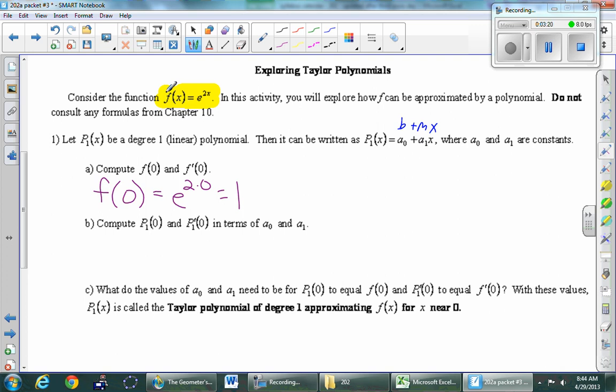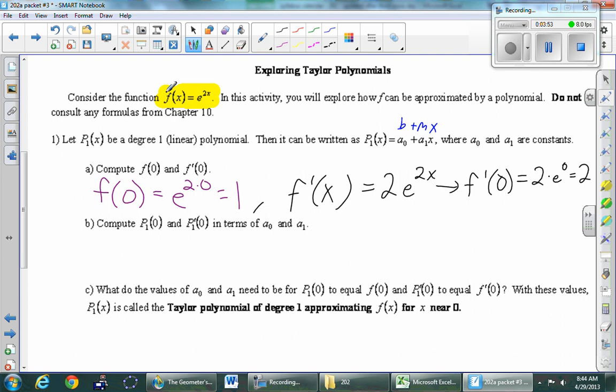In order to find f prime of 0, what do we first need to find? Yeah, first we need to find the derivative. Again, f is highlighted there in yellow. What's the derivative of e to the 2x? 2e to the 2x is good. That's our friend the chain rule. And then we can find f prime of 0, plugging 0 into that equation. It is 2. Yeah, so far so good.